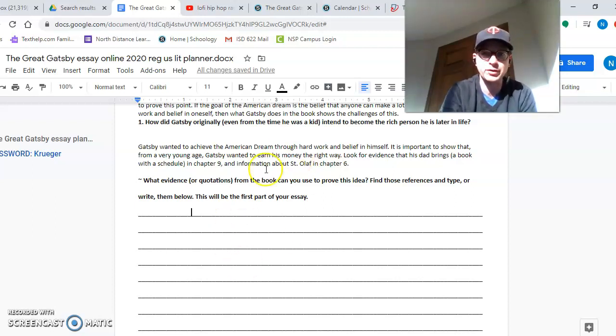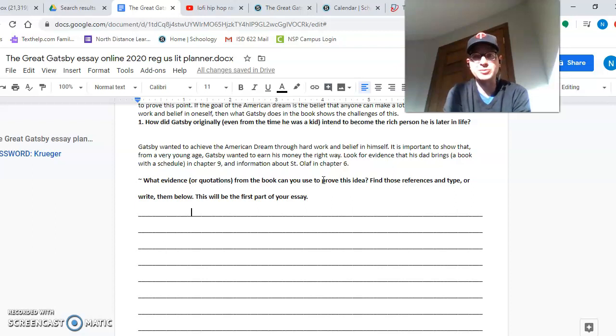And what we're trying to show here is how much Gatsby wanted to earn his money the right way, right? To show how his life shows the American dream doesn't work. He needs to, from an early age, want to work hard, believe in himself, and try to earn his money and achieve the American dream the right way, right? So we've got 2 bits of information that you're going to find to help prove that Gatsby wanted to earn his money the right way.